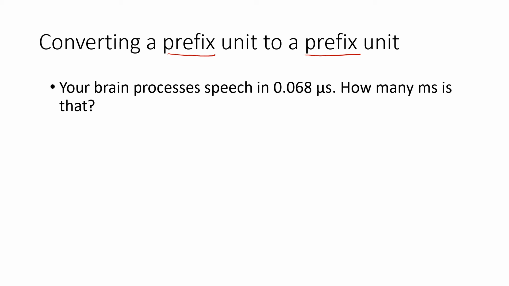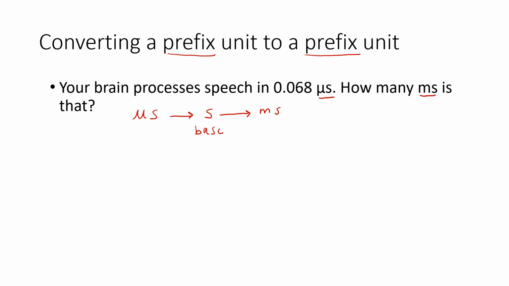So we want to go from microseconds into milliseconds. In order to do that, we're going to have to start with microseconds, which is what we're given, and actually go to seconds, which is our base unit, as a middle ground, then convert seconds into milliseconds. Now there are other ways to go about converting one prefixed unit into another, but this is a way so you can understand it and get the right answer every time without counting and guessing.